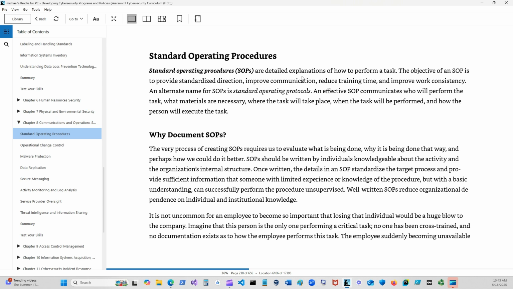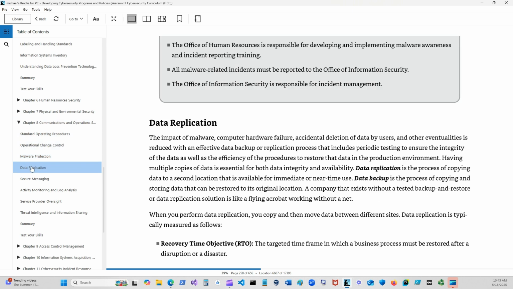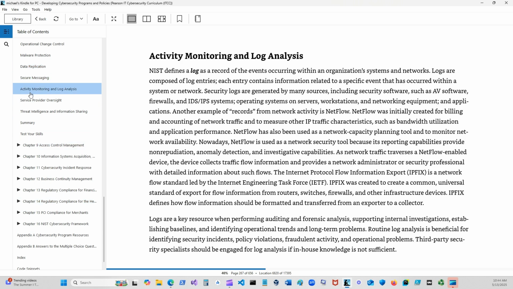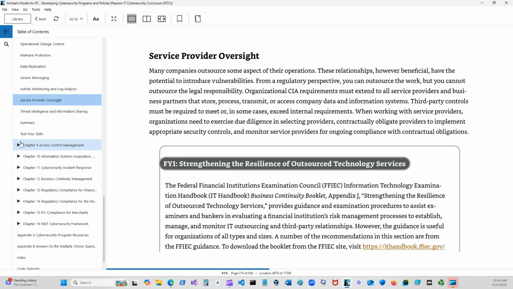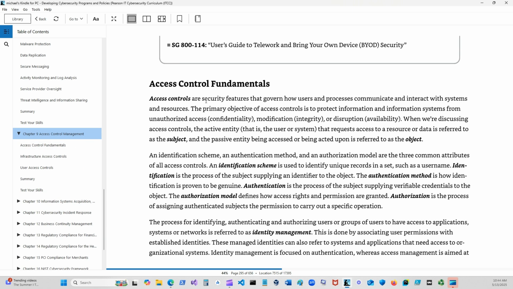SOPs, okay, malware protection. Well, let's understand that data replication and all. This is going into deeper stuff. Okay, access control management, access control fundamentals. Access controls are security features that govern how users process communication and interact with systems and resources. So these would be different sections, right?